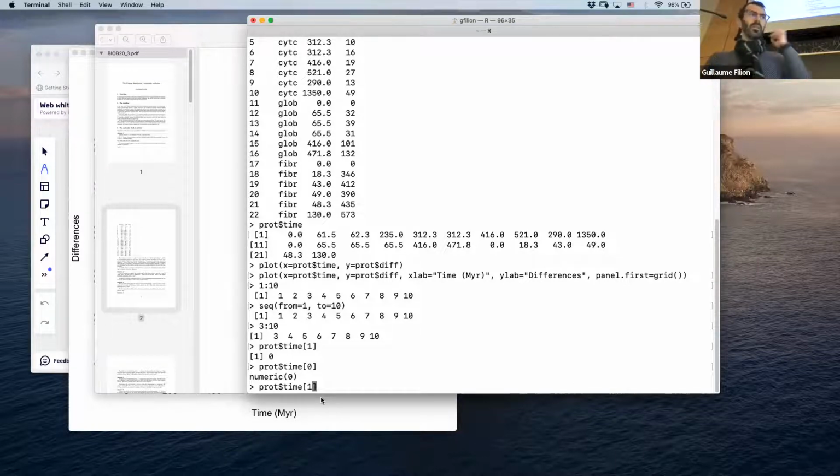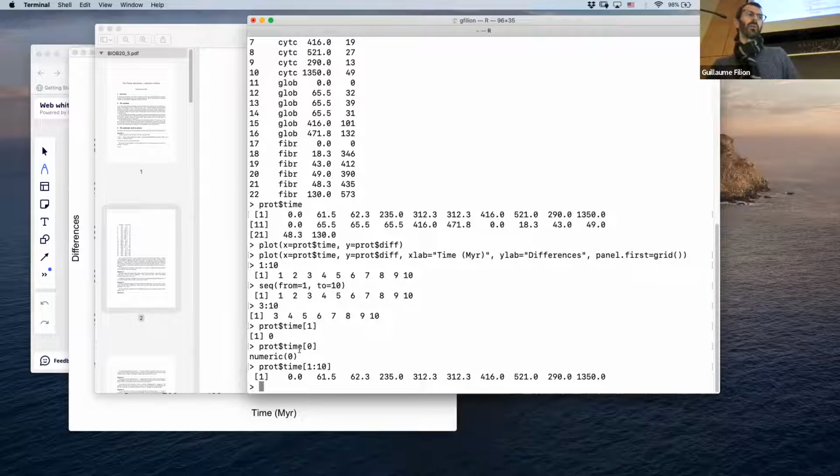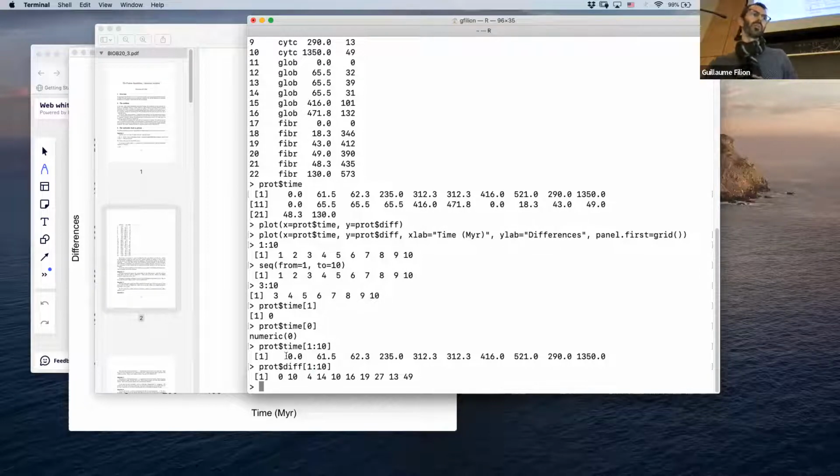So if prot time 1 is the first entry, then we can get them all with the square bracket combined with this colon notation. Okay? All right, so that was in the video. I think everybody's on the same page. The same thing goes for diff. Okay, this is more of the same. So we got x here, which is this one here, y, which is this one.